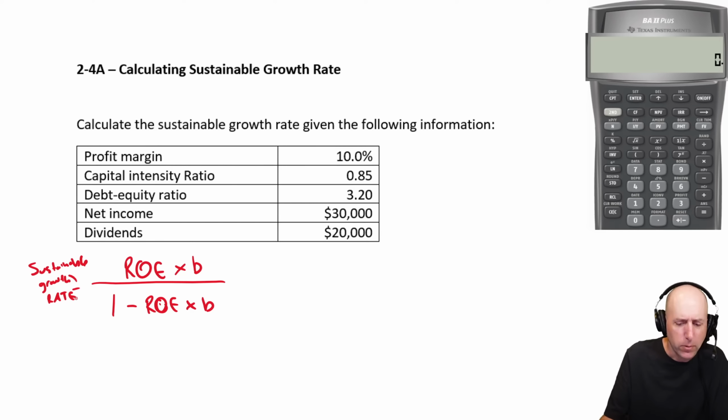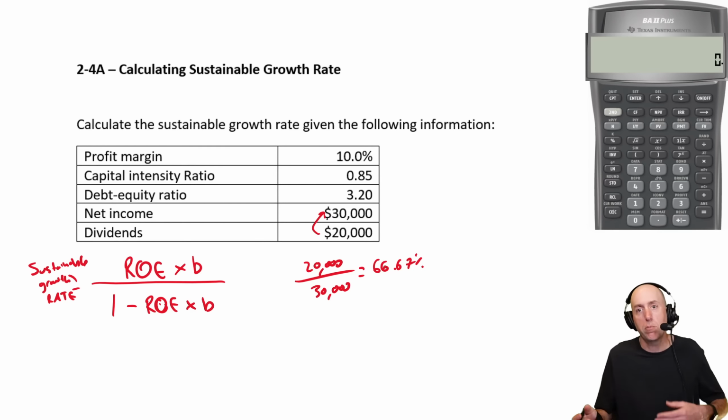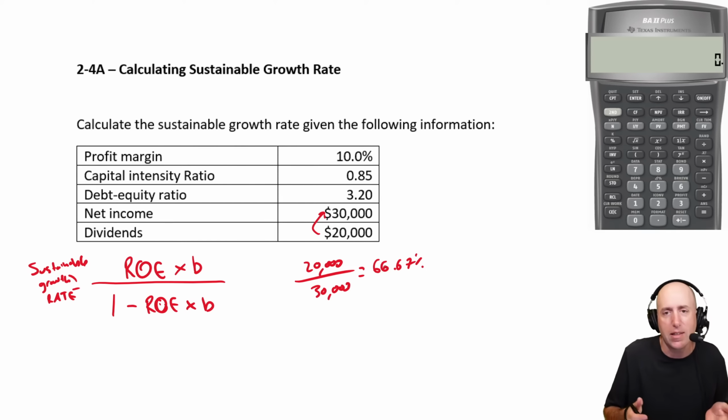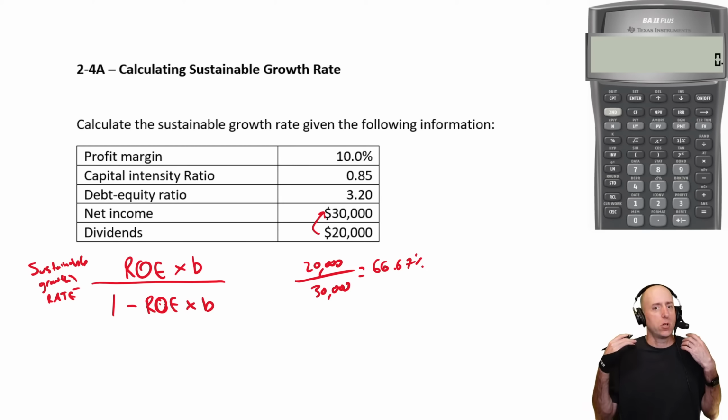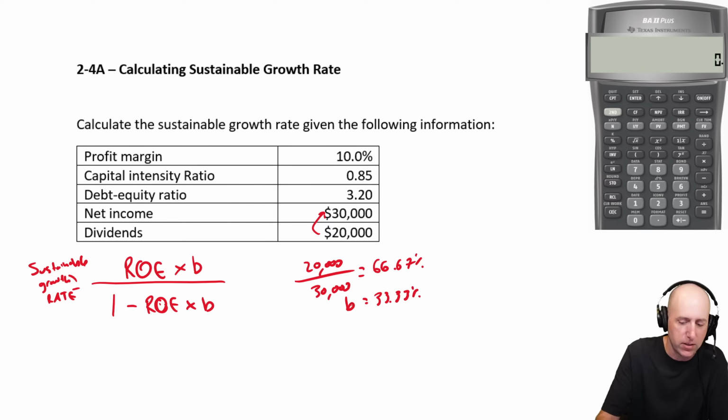And we're given bits and pieces. We're basically given enough information to figure out B because we're given the dividends and the net income. So, all right, if we're paying $20,000 out of $30,000 in dividends, our dividend payout ratio is 66.67%. And that's the payout ratio. So how much are we plowing back into the company? Remember, B is the plowback, right? It's the amount of money that we're not paying out as dividends. Well, it's 33.33%. So that's our B in this formula.